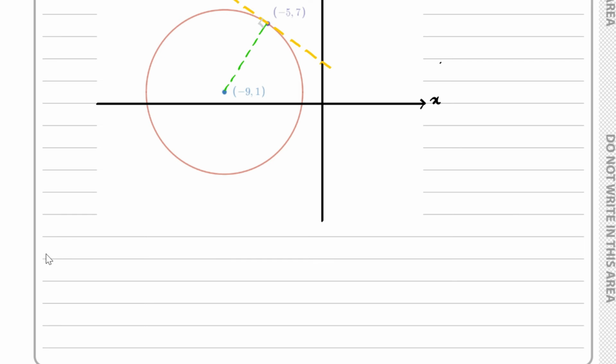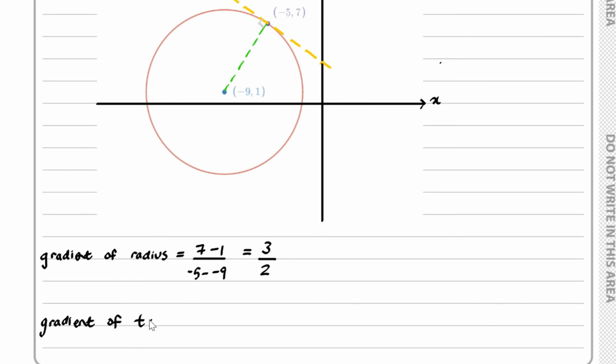So the gradient of the radius, that's equal to 7 minus 1 over -5 take away -9. It turns out we get 3 over 2. And therefore the gradient of the tangent, so the gradient of the tangent, that's equal to -1 over the 3 over 2, which is -2/3.